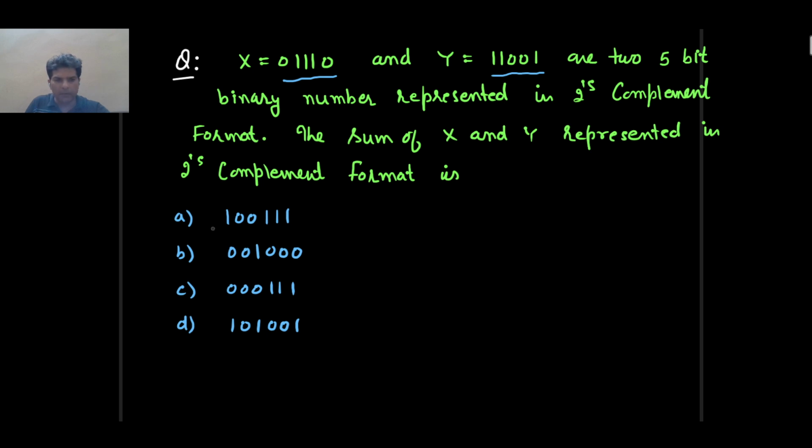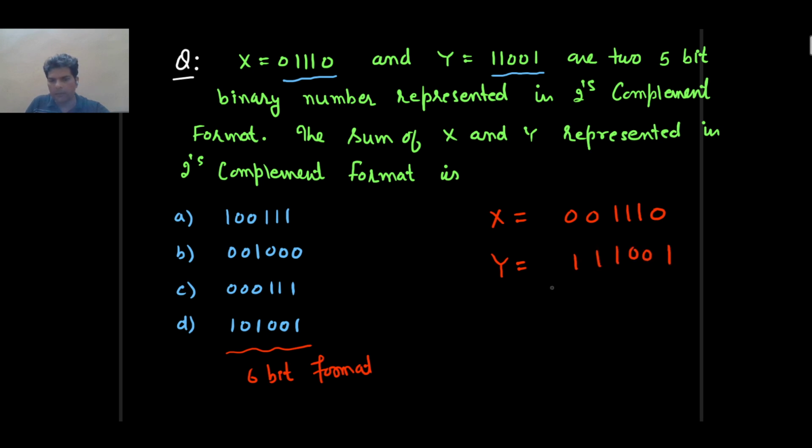So now we have to check the options. All options are in 6-bit format, but the data that we have been given is in 5-bit format. So what we have to do: first we have to convert this x into 6 bit. So how do we extend the number of bits? Simply copy the MSB. For y, again simply copy the MSB, that is in 6 bit.